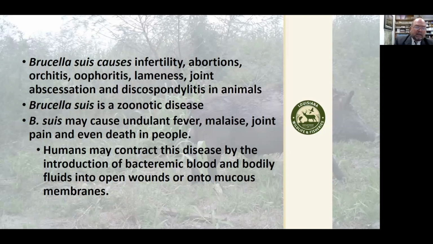Humans can get this disease by ingestion of undercooked pork, by cutting themselves and getting bacteremic or infected blood or reproductive fluids in a cut, or by simply getting those liquids onto the mucous membrane. So in your eyes and your mouth, you can contract those diseases.